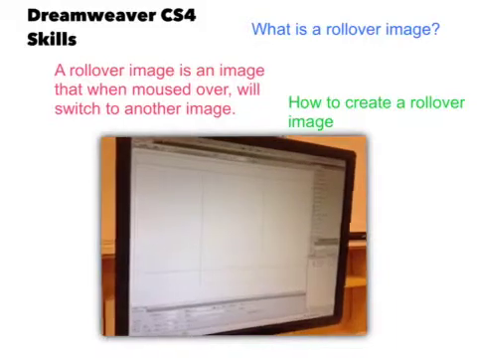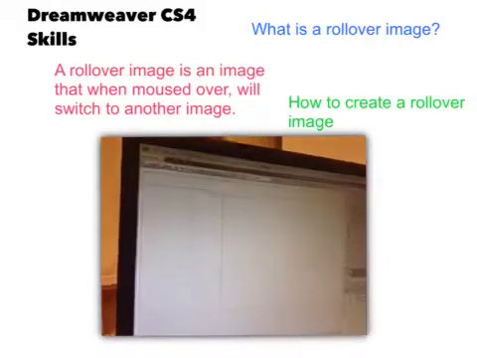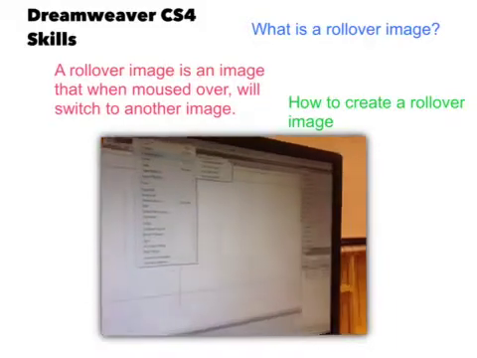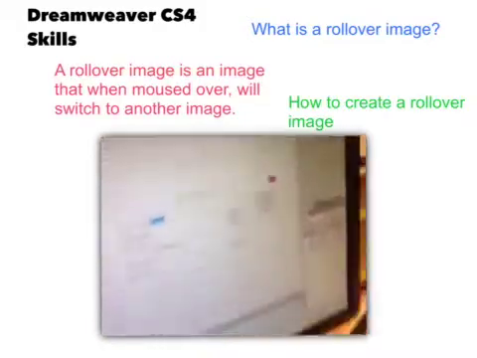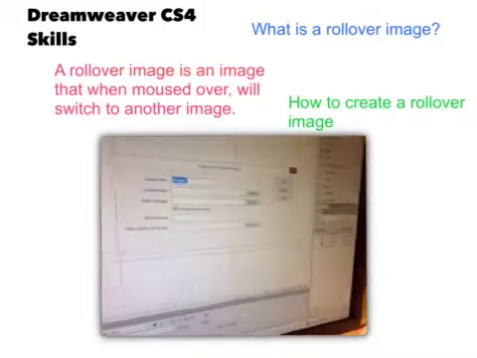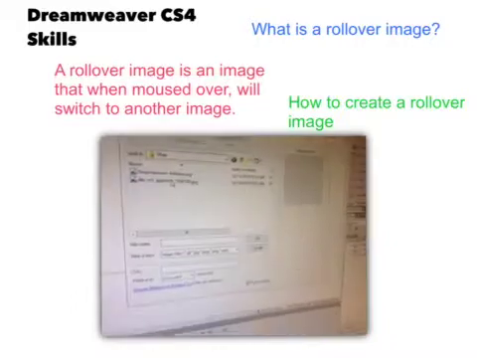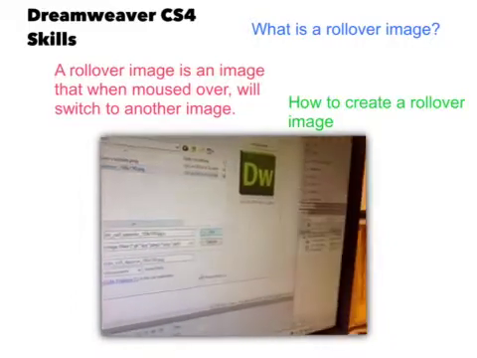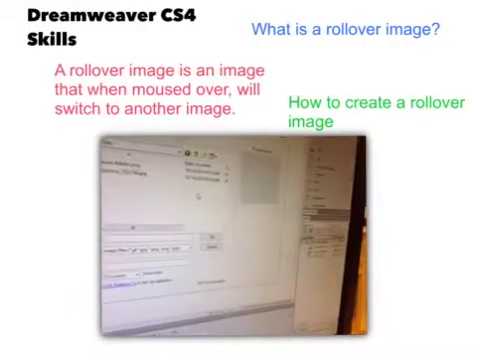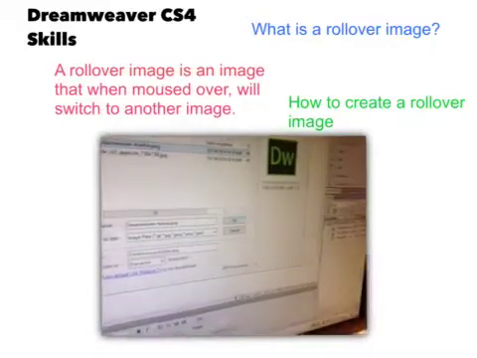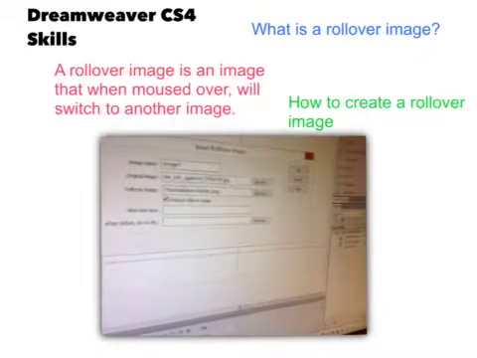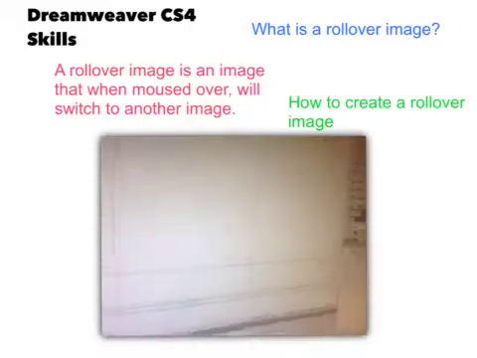To insert a rollover image, you want to select Insert, Image Objects, and Rollover Image. And then you can browse your files for your first image. Press OK. Then browse for the second image. And then once you have your two images, you can select OK.